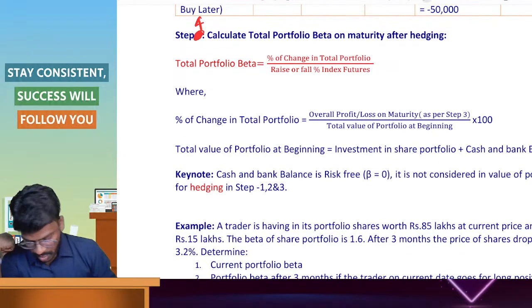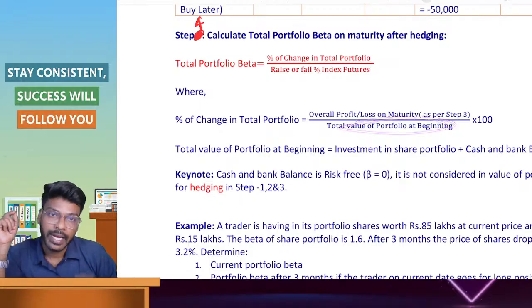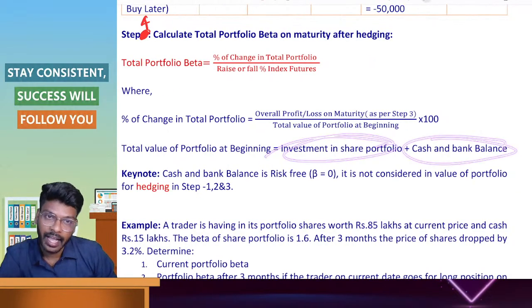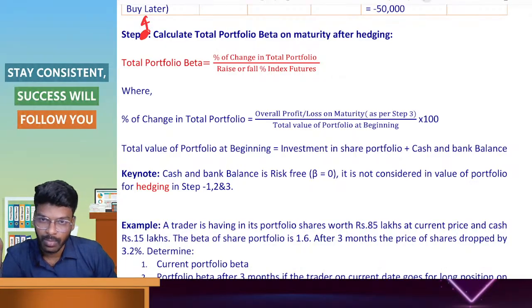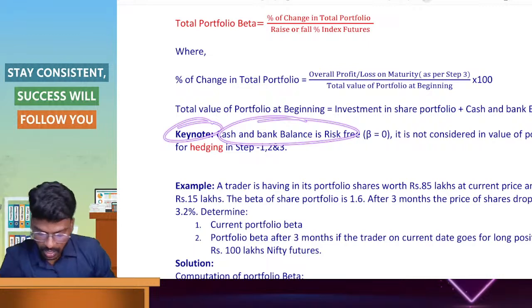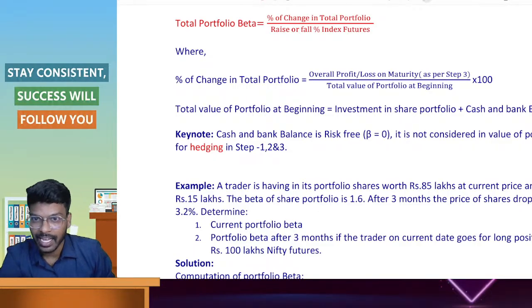ஓகே, நெக்ஸ்ட் டோட்டல் வேல்யூ அட் த பிகினிங், இங்க ஃபார்முலால இருக்குல்ல, அப்படின்னா என்ன? இன்வெஸ்ட்மெண்ட் இன் ஷேர் போர்ட்ஃபோலியோ பிளஸ் கேஷ் அண்ட் பேங்க் பேலன்ஸ், என்ன கொஸ்டின்ல கொடுத்துருப்பாங்க, அதை ரெண்டுத்தையும் ஆட் பண்ணுங்க. கீ நோட், கேஷ் அண்ட் பேங்க் பேலன்ஸ் வந்து ரிஸ்க் பாத்தீங்கன்னா பீட்டா வேல்யூ 0 தான். பேங்க்ல தான் கேஷா இருக்கு, லிக்யூடா இருக்கு, there is no risk.